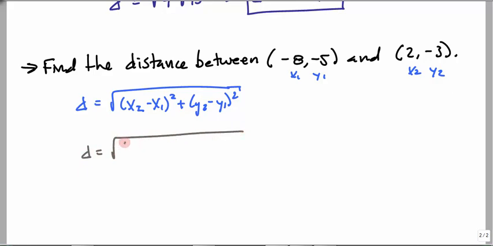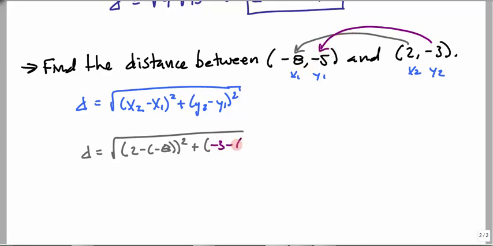So the difference in the x's, I'm going to take 2 minus, and this is where the trick comes in, 2 minus a -8. You have to have the minus and the negative. Plus, let's go ahead and look at our other one here. I still have to start with the same point, -3 minus a -5 squared.